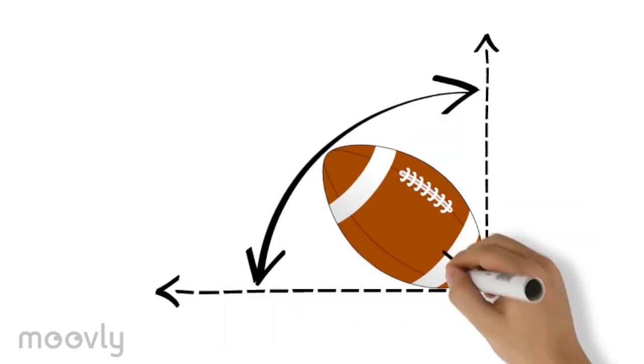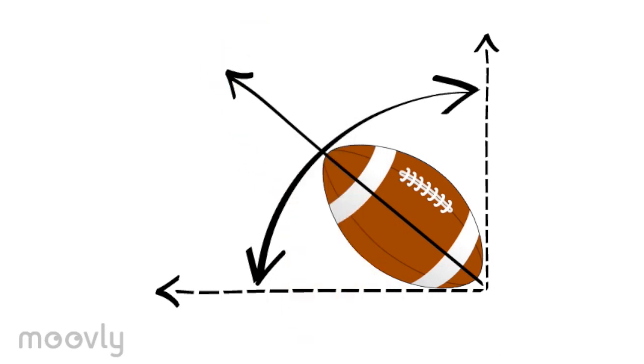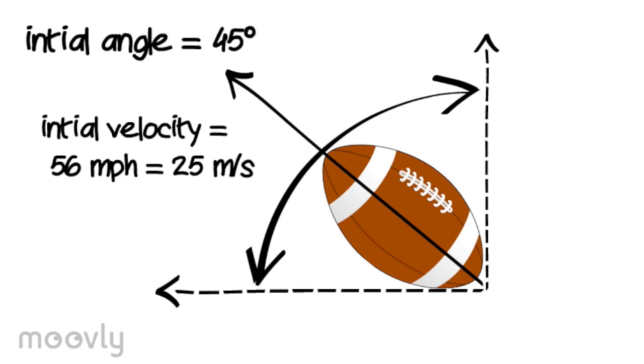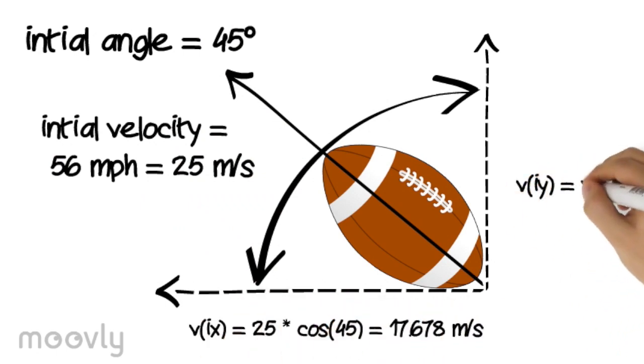Now, in order to determine this, we're going to have to take some inside looks at the different components acting on the ball. First off, we're going to have an X velocity, a Y velocity, an angle, and a normal velocity. Our initial angle is going to be 45 degrees, and our initial velocity, 56 miles an hour, or 25 meters per second. Our initial X velocity is 17.678 meters per second, and it's the same as the Y velocity.